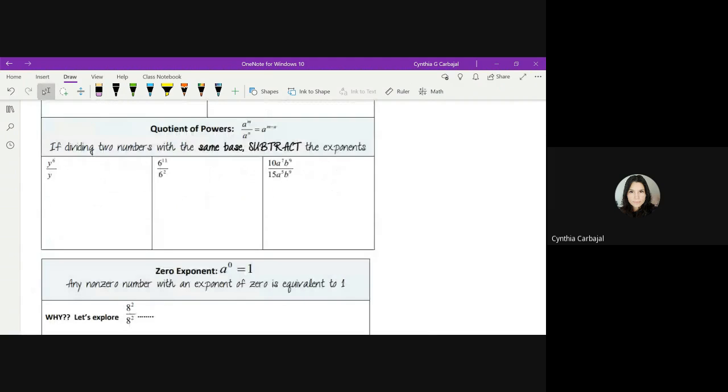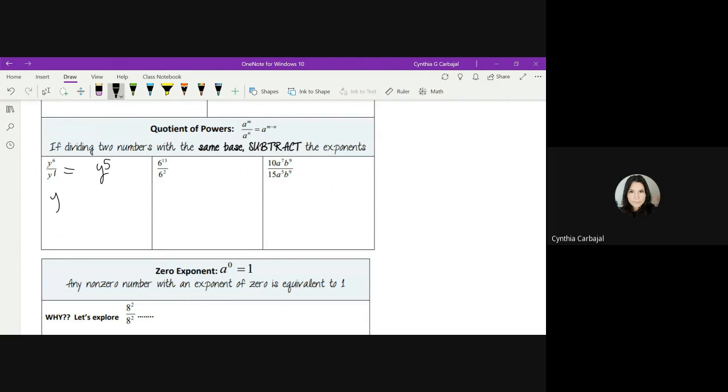All right, let's review the quotient of powers, meaning when you divide them. If dividing two numbers with the same base, subtract the exponents. So we have y to the 6, and again, y to the nothing means y to the 1. So we subtract them, and that's going to be y to the 5th power.